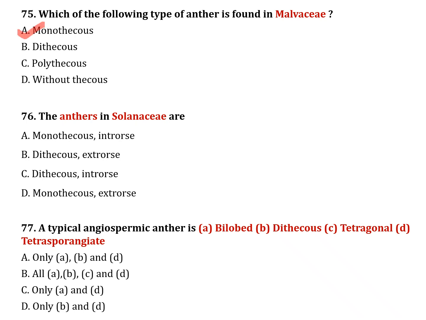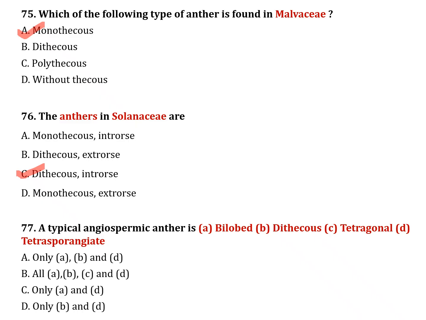The next question, number 76. The anthers in Solanaceae are: option A, monothecous and introrse; option B, dithecous and extrorse; option C, dithecous and introrse; option D, monothecous and extrorse. The correct answer is option C, dithecous and introrse.